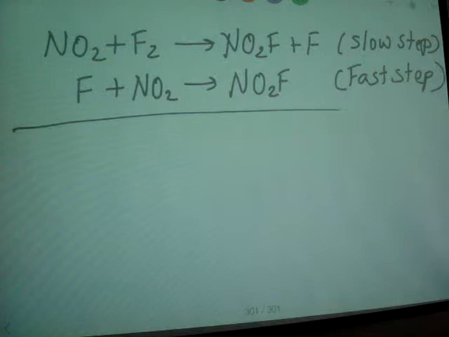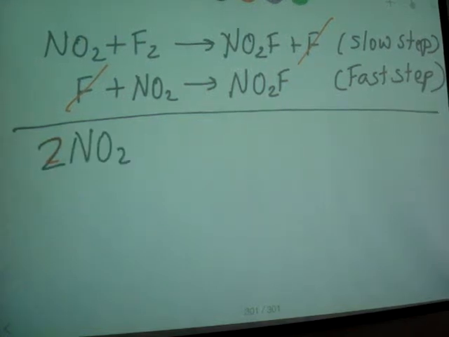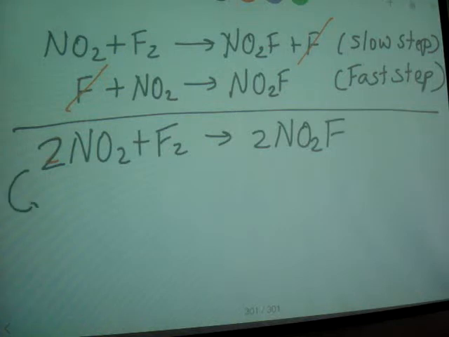So what's the overall reaction? When you look at it, fluorine is going to cancel. So the overall reaction is 2NO2 plus F2 gives 2NO2F. This is the overall reaction.